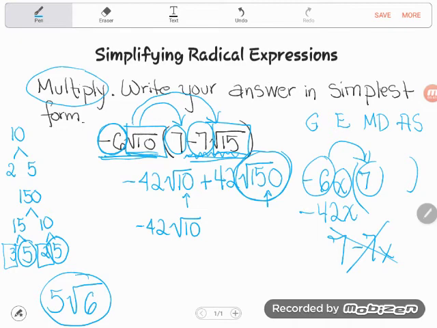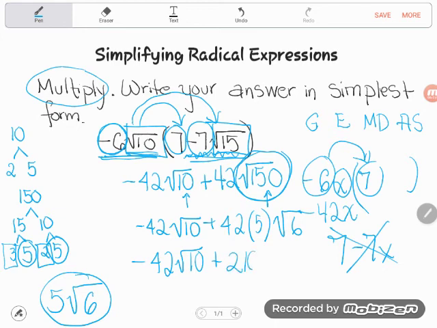Now, how do I deal with that when there's already a 42 out here? You're like, well, what in the world? Well, what that basically means is the whole numbers, just like the numbers on the inside of the radical, the numbers on the outside of the radical multiply together. So you're going to multiply that 42 with that 5, and then just tack the square root of 6 on the backside. So I get negative 42 square root of 10 plus, let's see, what is that? 210 square root of 6.